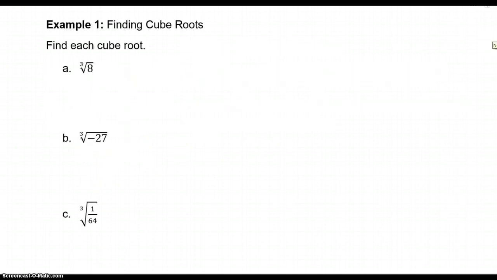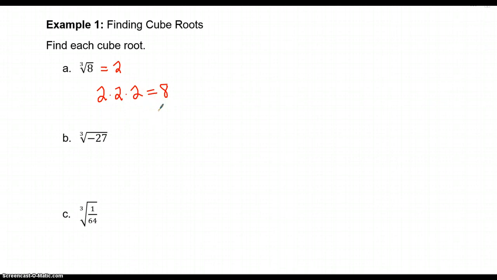So here's some examples. Find each cube root. There is a way to do this on the calculator, but you also need to know how to do it using your brain. So the cube root of 8, I need to think of 3 numbers when the same number multiplied 3 times gives me 8. The cube root of 8 is 2, because 2 times 2 times 2 is equal to 8. 2 times 2 is 4. 4 times 2 is 8.